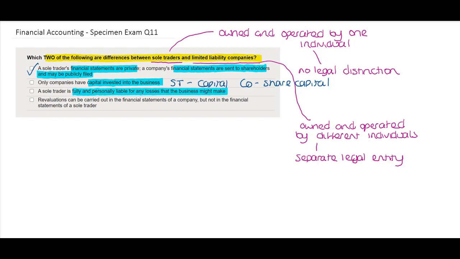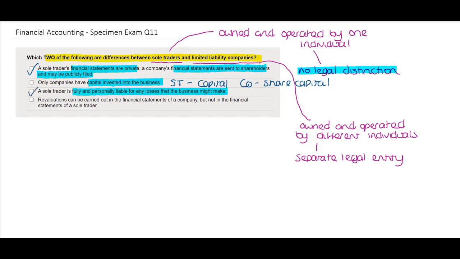This is a correct distinction in comparison to a company where there is limited liability for the owners. For a sole trader, there is no legal distinction between the business and the owner, and so as a result, they are fully personally liable.